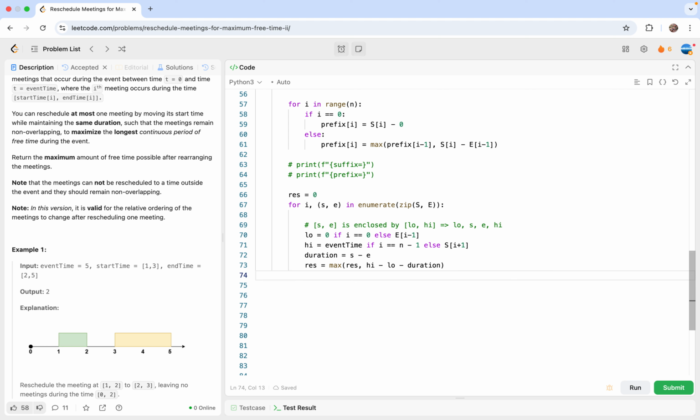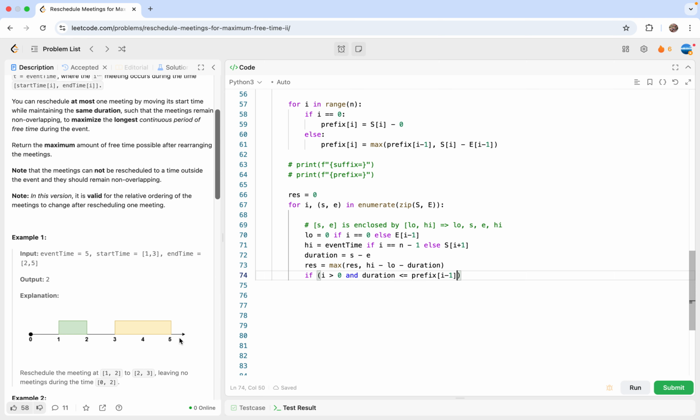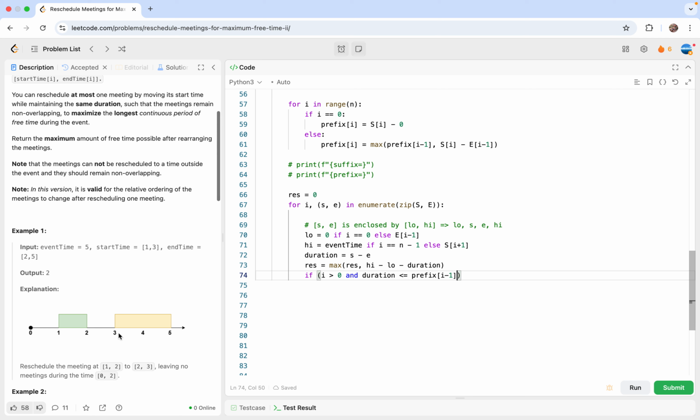So that's the case. Basically, if i is greater than 0 and the duration is less than or equal to prefix i minus 1. Notice that we need to consider i minus 1 because, for example, here in example 1, if you consider the meeting started from 3 and ending in 5, in order to move here, so here is i equals 0, i equals 1, you need to consider prefix 0, right? And because this is towards the right, the left. So this is one case.